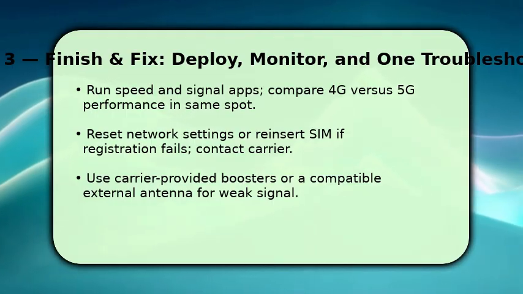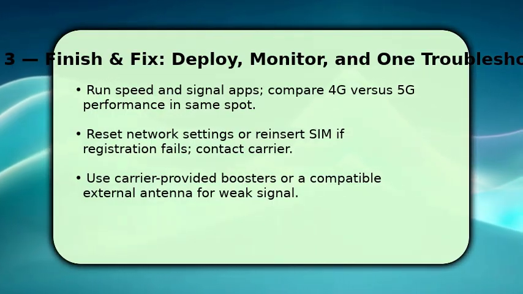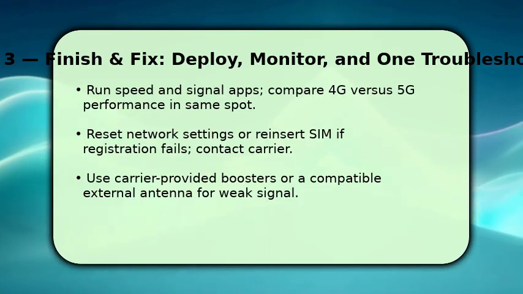Lastly, if signal remains weak indoors, ask about carrier boosters or a compatible external antenna. These improve reception when tower distance is a problem.